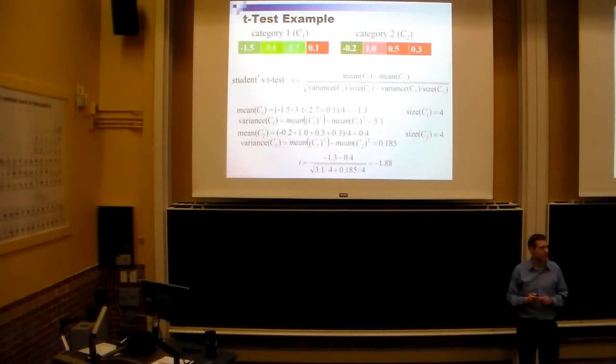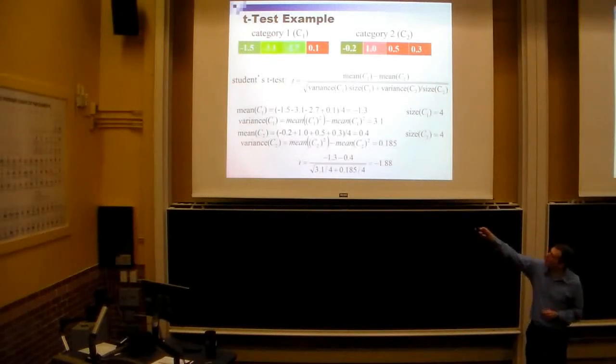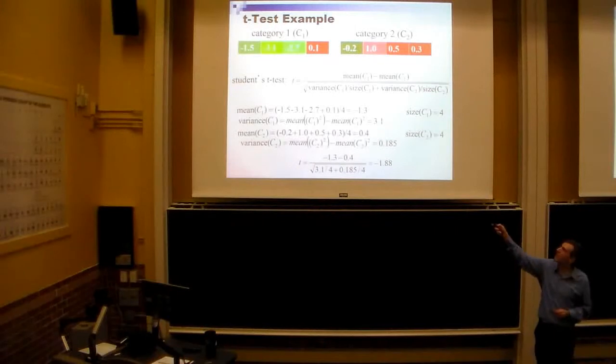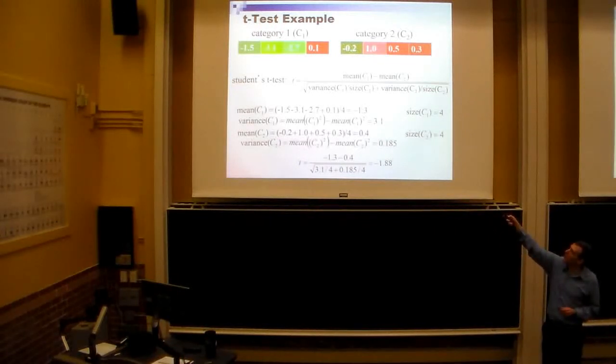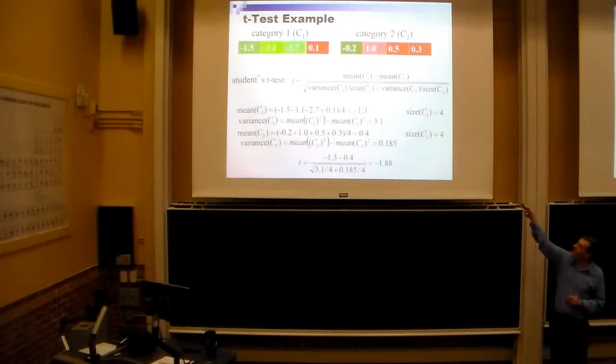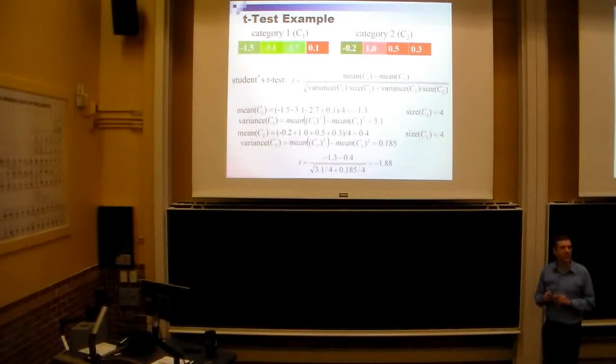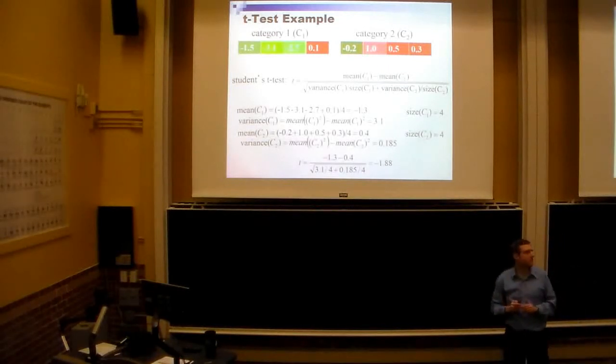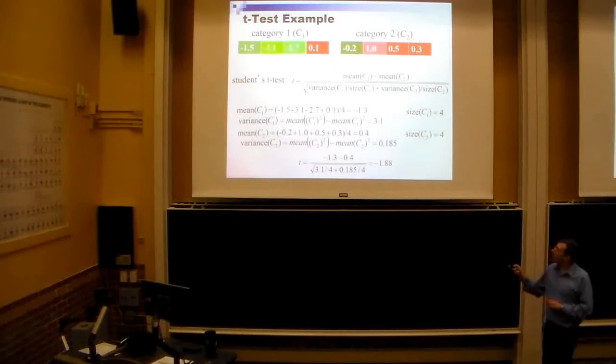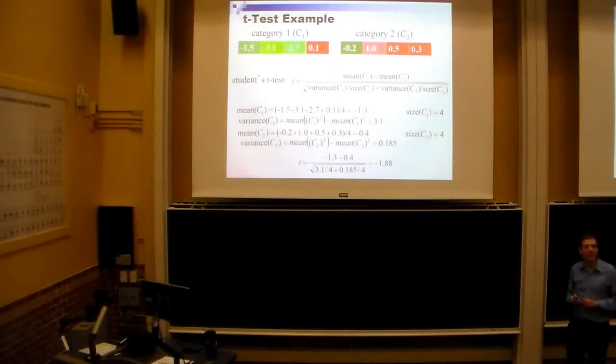Yes, the mean squared minus mean squared, I'm not seeing it. So the mean squared is the mean of the squares of the values. So the average of minus 0.2 squared, 1 squared, 0.5 squared, and 0.3 squared. Whereas the square of the means is you take the mean of the 4 values, which is 0.4, and then square that. Okay, any other questions? Okay, so in the end, we get out a number for this.